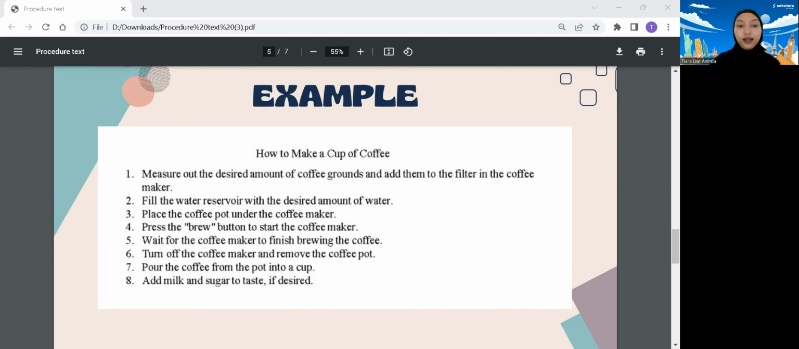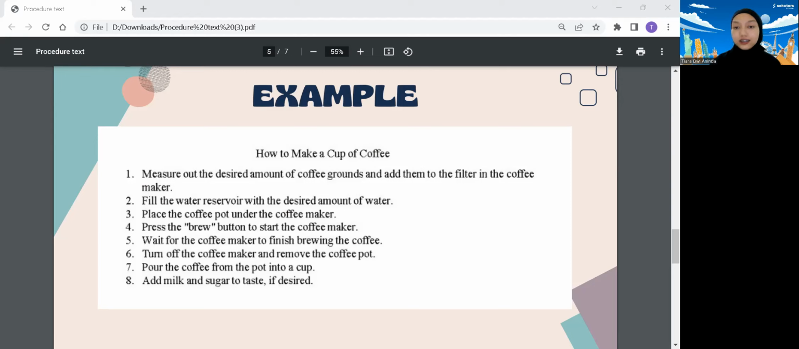The second one, fill the water reservoir with the desired amount of water. This is the second step, and it also explains how much water we have to use and where to put it. The third one is to place the coffee pot under the coffee maker.